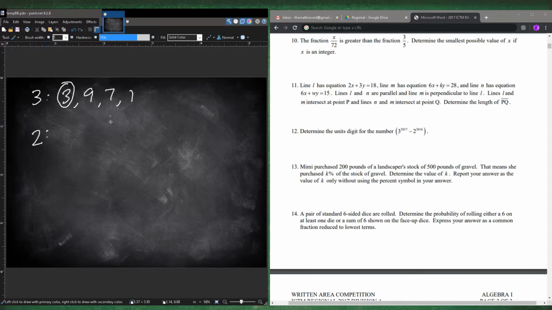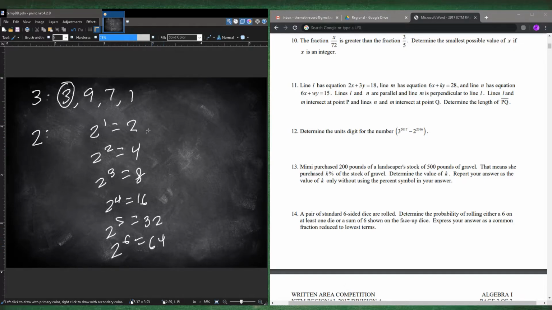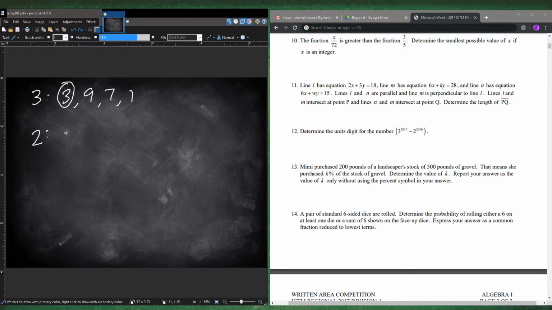Now we have 2. So what's the pattern for 2? 2 raised to the 1 power is 2, 2 raised to the 2 power is 4, 2 raised to the 3 power is 8, 2 raised to the 4 power is 16, 2 raised to the 5 power is 32. Okay, so we kind of see the pattern. 2 to the power 6 is 64. We see the pattern again. It's 2, 4, 8, 6. And then 2, 4, and then it's got to be 8, 6. So the pattern repeats again in the same amount of multiples, but the numbers are different. For 2, every 4 numbers is going to be 2, 4, 8, and 6, and it's going to keep repeating like that.